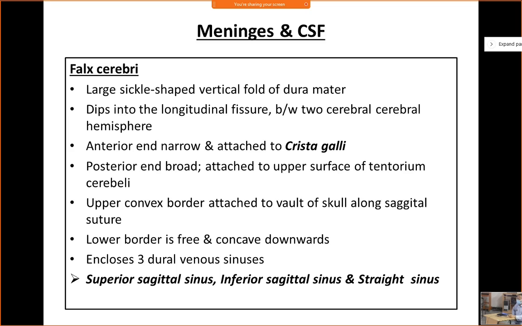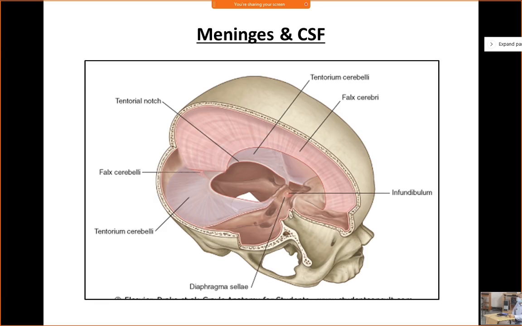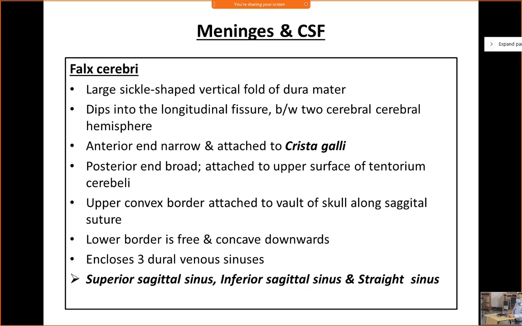So the upper convex border is attached to the vault of the skull along the sagittal suture. Now, the sagittal suture is the suture between the two parietal bones. Suture means a joining, a fusion, a joint. So the upper border is convex and it is attached to the sagittal suture.